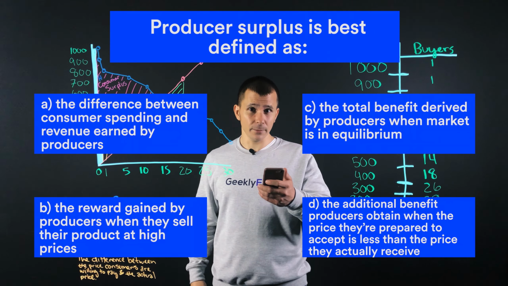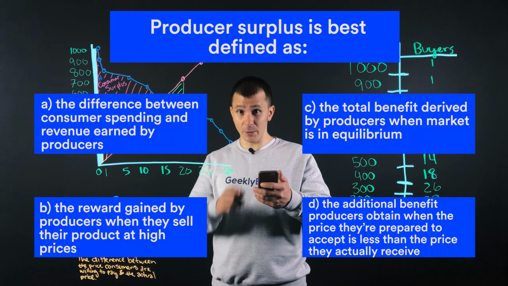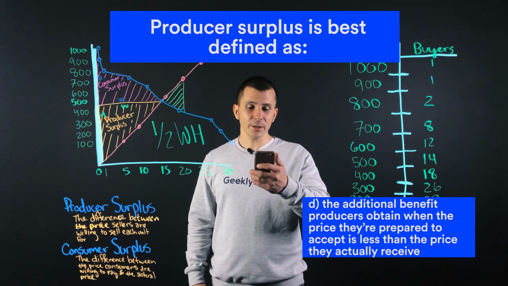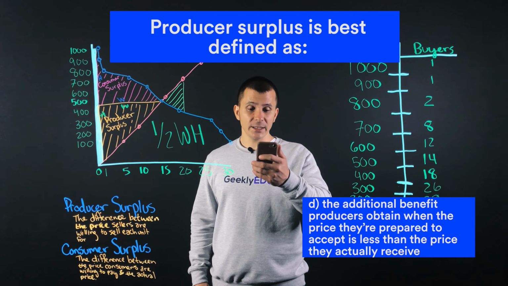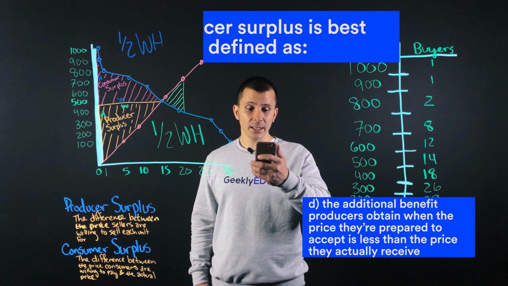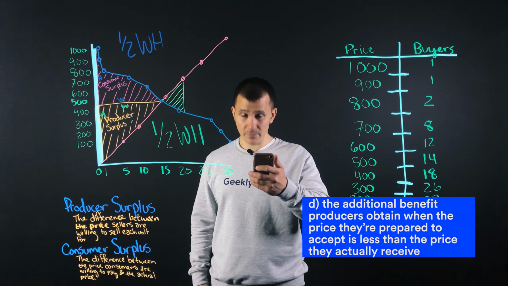Okay, what was your answer? The correct answer is D. So, one more time. Producer surplus is best defined as the additional benefit producers obtain when the price they are prepared to accept is less than the price they actually receive.